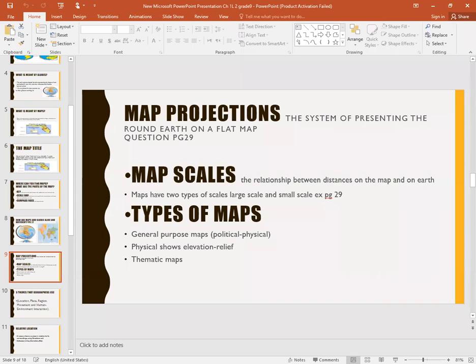Okay, here we have a question. How does knowing that map projections are always distorted help you choose a map to use? How does knowing that map projections are always distorted help you choose maps to use?